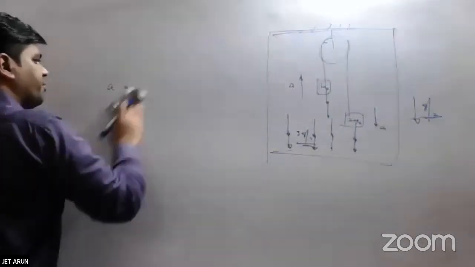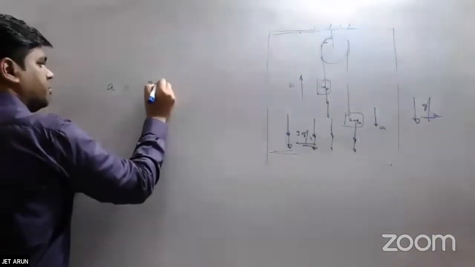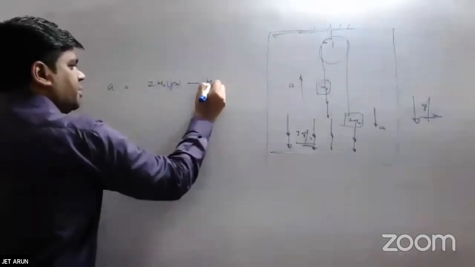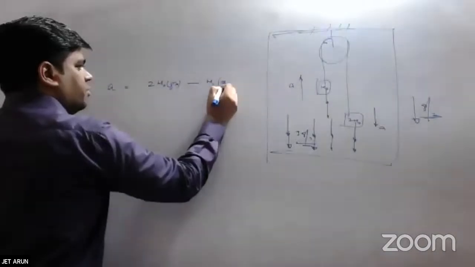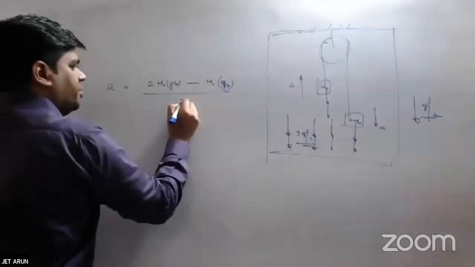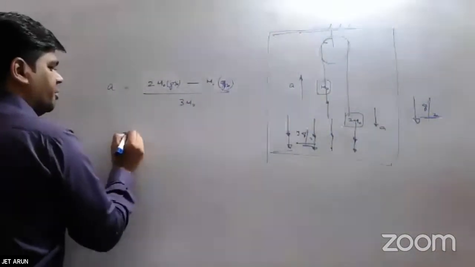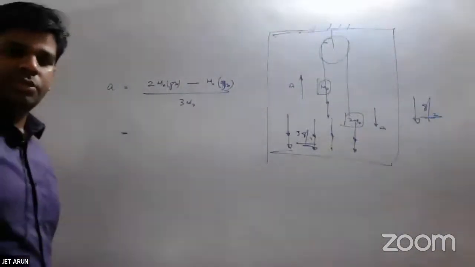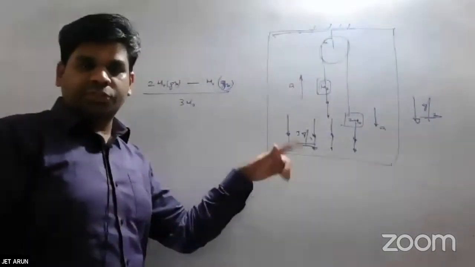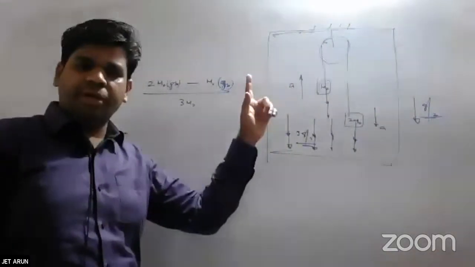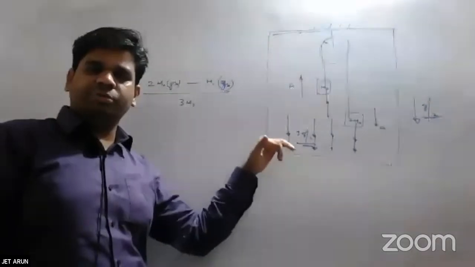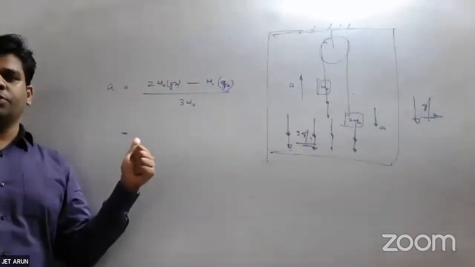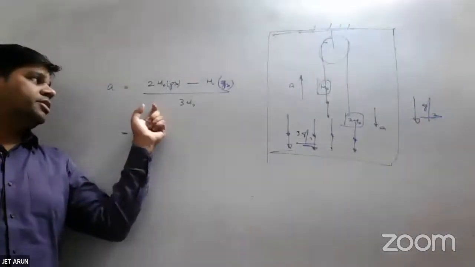Going down with g by 2. 2m naught g effective minus m naught g effective by 3m naught. So what is g effective now when it is going downward with g by 2? Gravitation field is downward, but pseudo force field is upward. So net g effective is g minus g by 2, which is g by 2. Substitute g by 2 here, you'll get the answer.